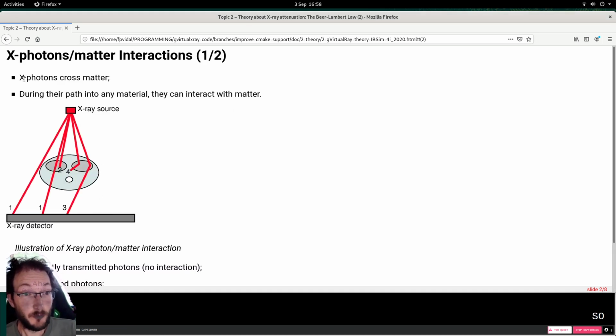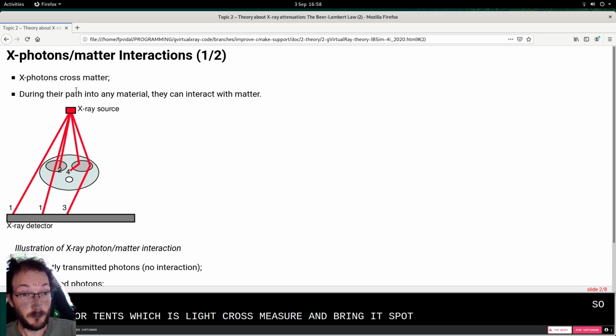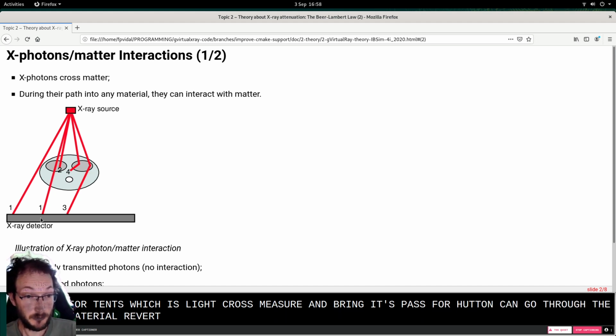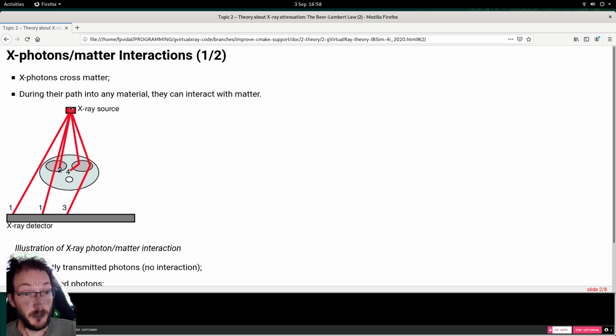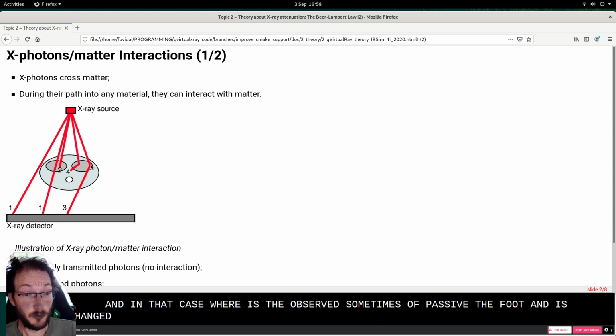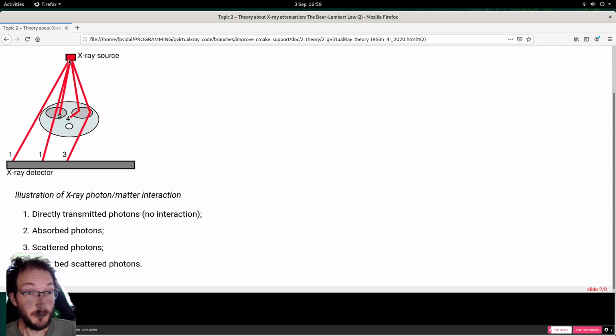So photons, which is light, cross matter, and during its path a photon can go through the material without any interaction. So they reach the detector in a straight line. Sometimes photons will be stopped within the matter, and in that case, they are absorbed. Sometimes the path of the photon is changed, so we say that the photon is being scattered. And sometimes the photon is scattered and absorbed.